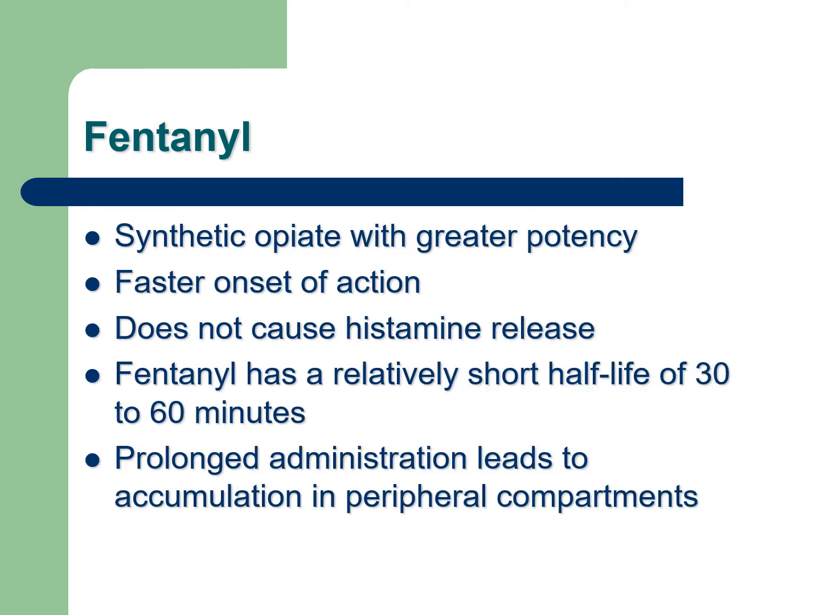As I mentioned before, fentanyl is a synthetic opioid, but it also offers some greater potency. The benefits of fentanyl is that it has a faster onset of action, so it can relieve pain much faster than morphine. It does not cause histamine release, and you realize that histamine release actually makes you hypotensive. It has a relatively short half-life of 30 to 60 minutes, but some of the problems with fentanyl is that it has a prolonged accumulation in fat cells in the body.